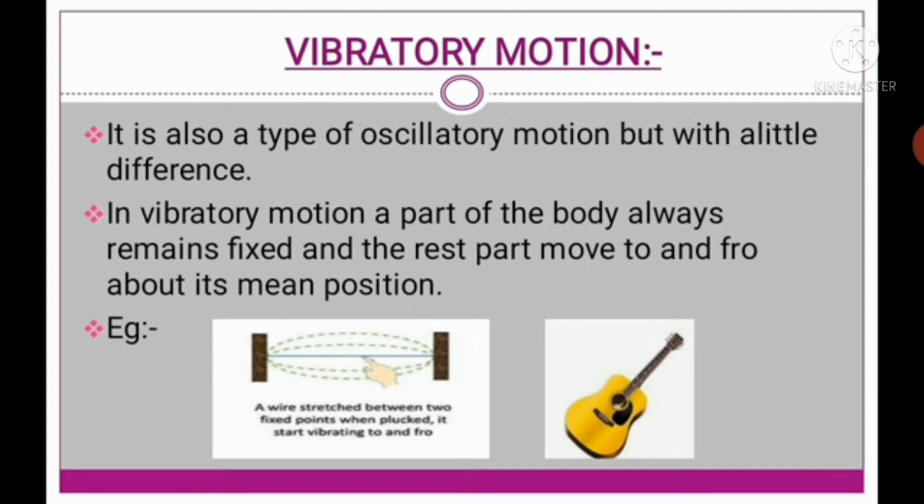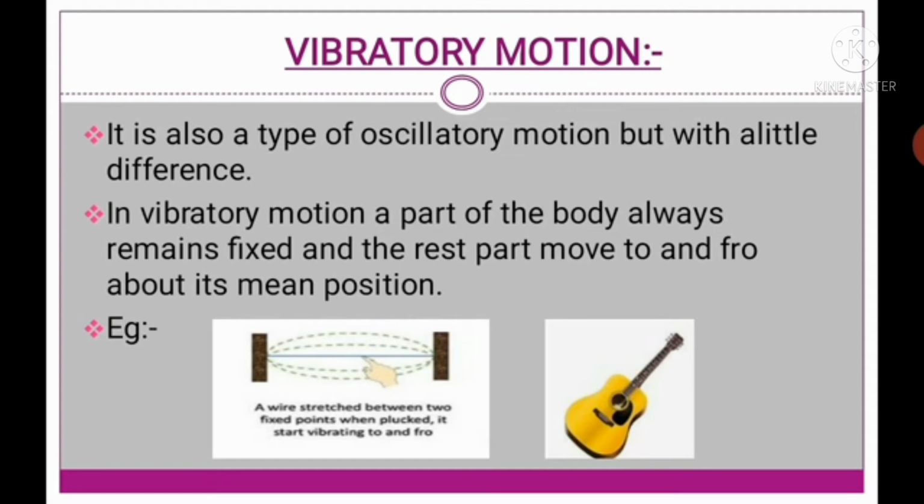For example, the metallic wire stretched between the 2 points. When the wire is plucked from the middle, it starts moving up and down rapidly. The motion is not oscillatory in nature because the whole string does not move up and down. Such a motion is called vibratory motion. So you have noticed that during this motion, a change in shape and size takes place.